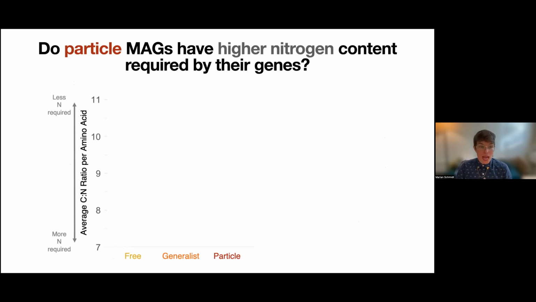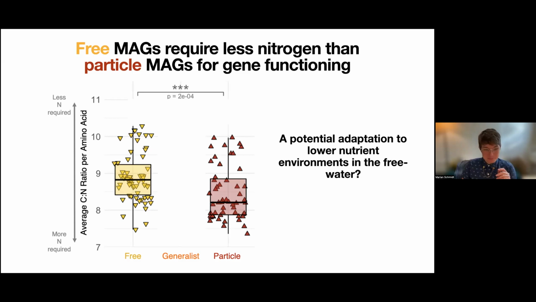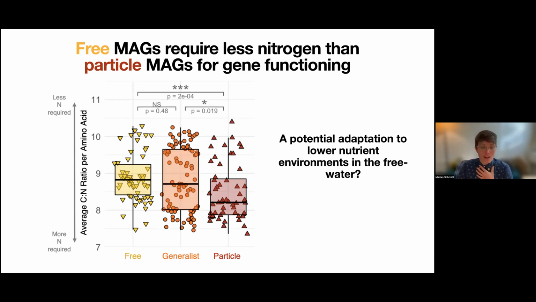And so if the value is higher, that means that the amino acid in the genes encoded by that genome requires less nitrogen. But if it's lower, then it requires more nitrogen. So it's a little bit of the opposite. What I saw is that free-living MAGs require less nitrogen than particle-associated ones for their functionings. Again, there's a lot of variation, but perhaps this could be a potential adaptation to the lower nutrients. And the generalists are all over the place.